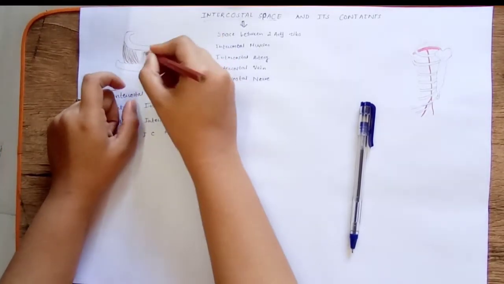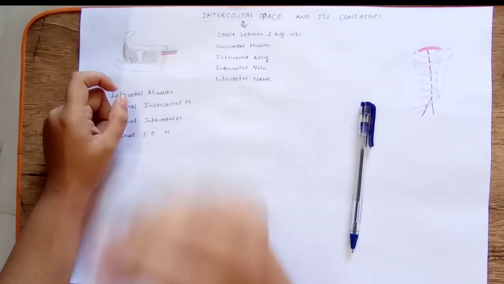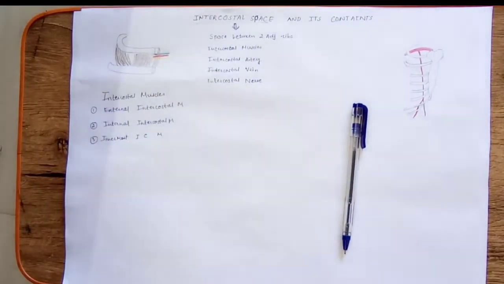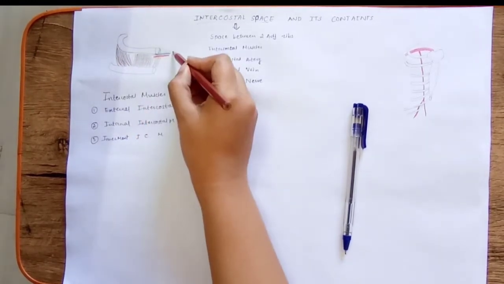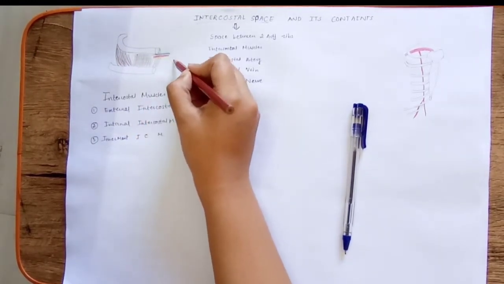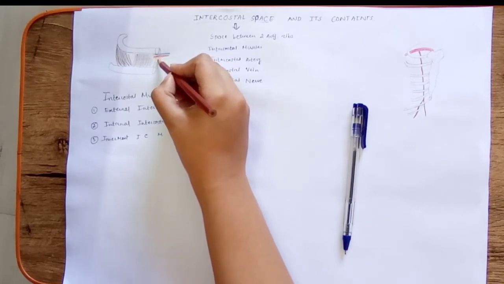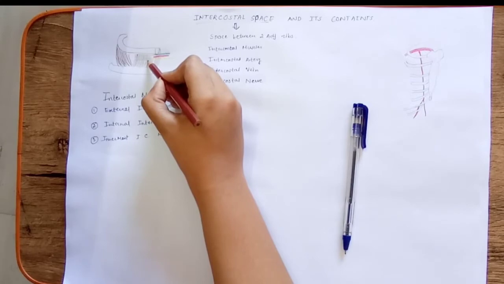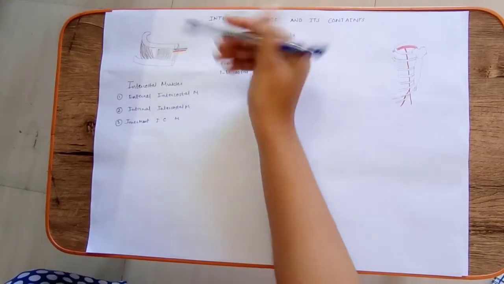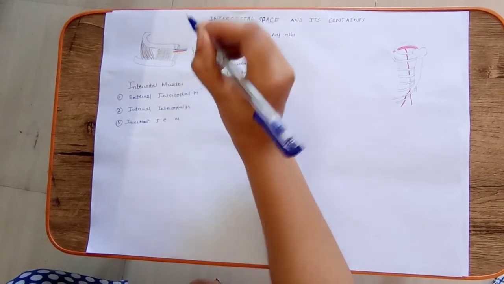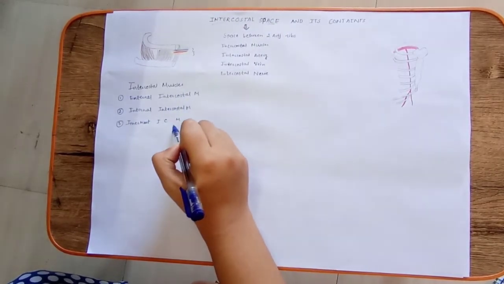So, the neurovascular structures, that means the veins, arteries and nerve, are present between the internal intercostal muscle and the innermost intercostal muscle.